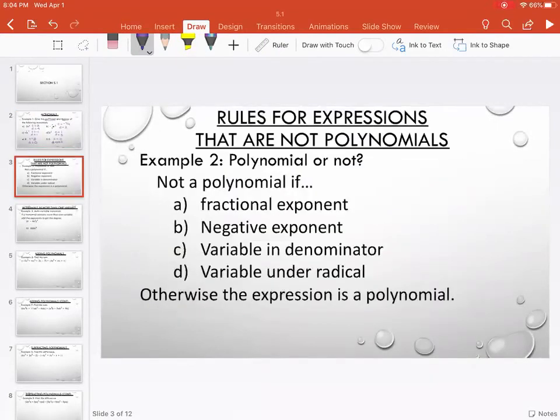So how do you know if an expression is a polynomial? It is not a polynomial if you have a fractional exponent, a negative exponent, a variable in the denominator, or under a radical. Otherwise, that expression is a polynomial.